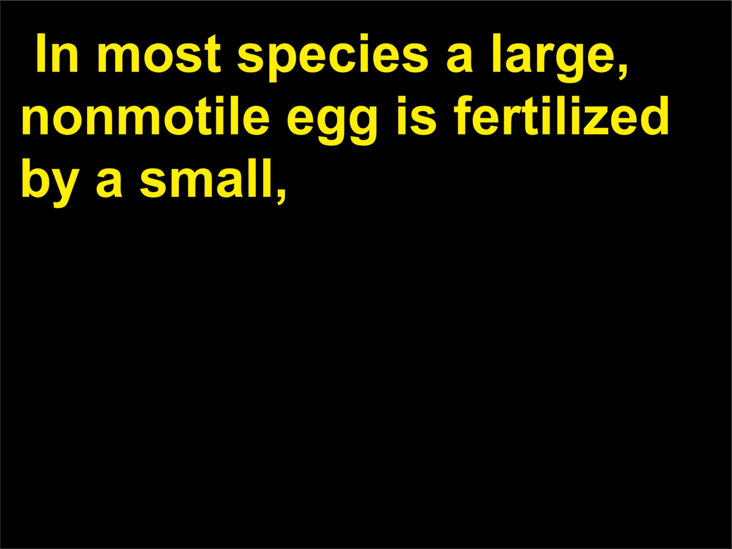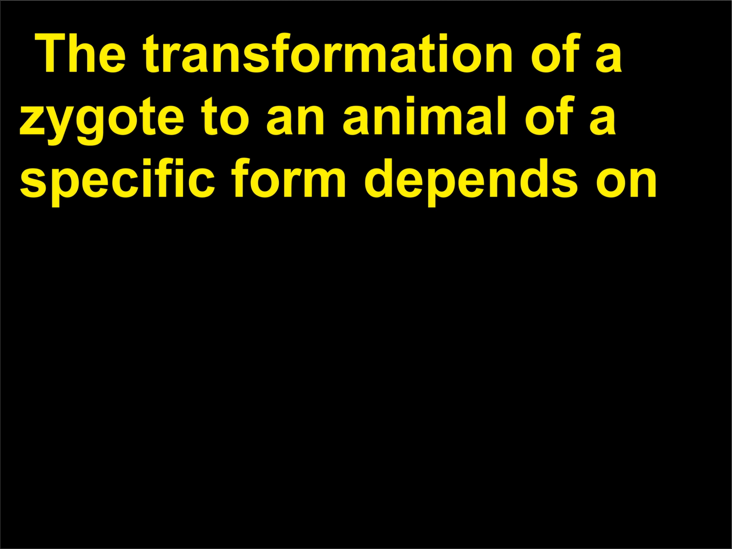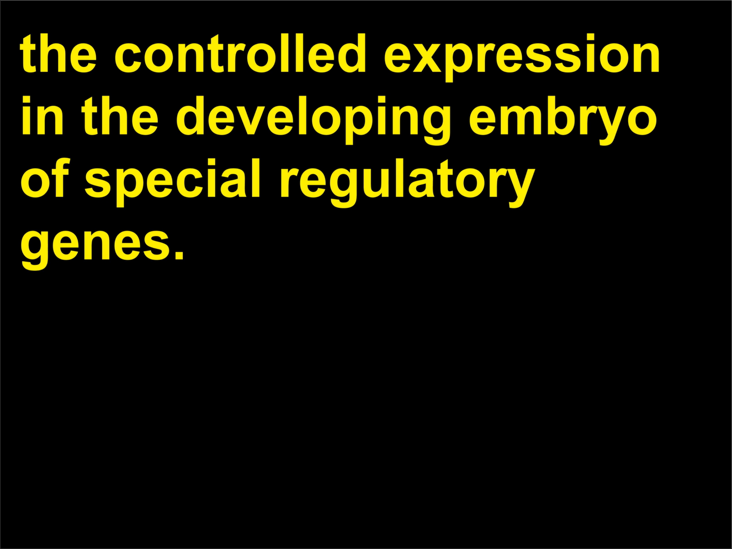In most species a large, non-motile egg is fertilized by a small, flagellated sperm, thus forming a diploid zygote. The transformation of a zygote to an animal of a specific form depends on the controlled expression in the developing embryo of special regulatory genes.